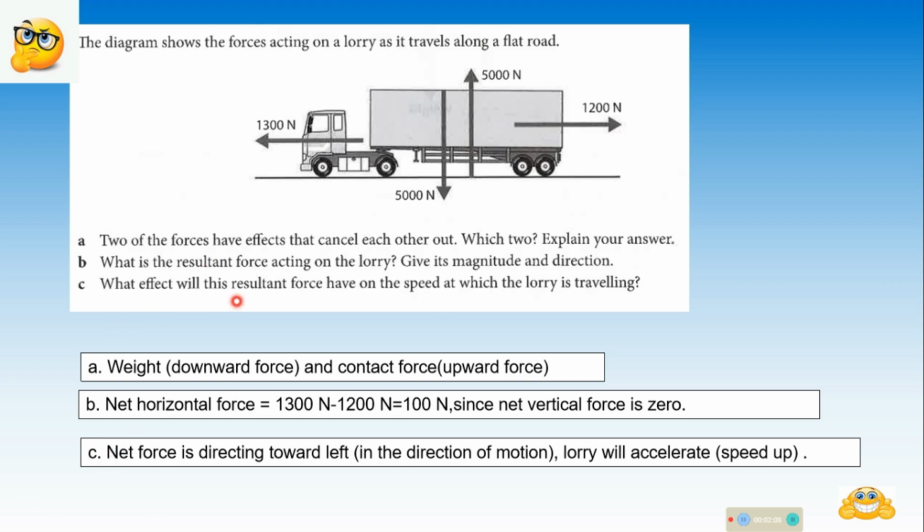What effects will this resultant force have on the speed at which the lorry is traveling? The net force is directed toward the left, in the direction of motion, so the lorry will accelerate, speed up.